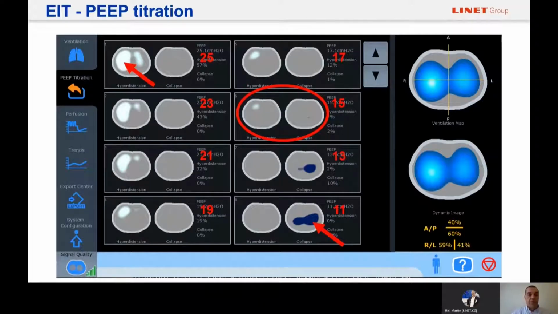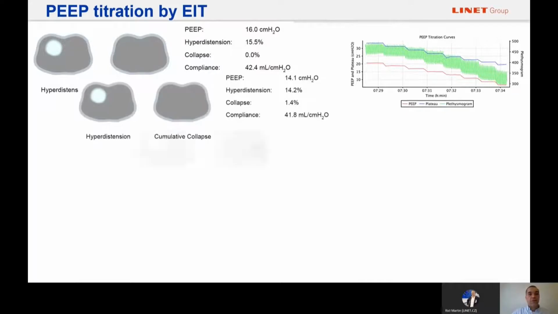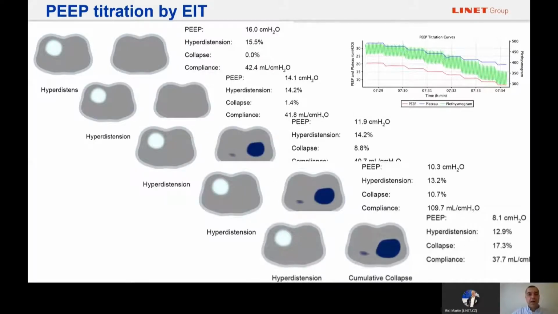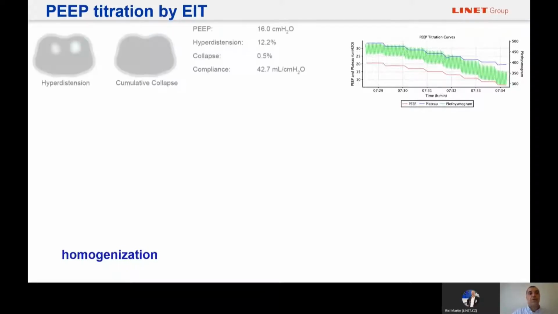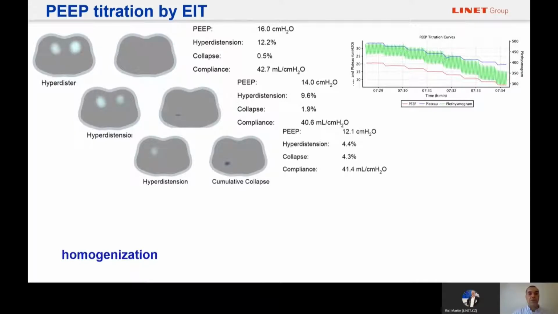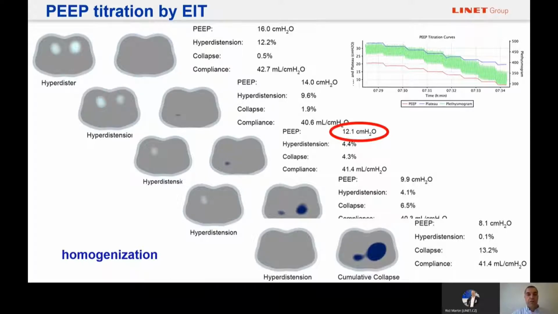So we can see overdistension and collapse of our patient. This is PEEP titration of our patient. Step by step we reduce the PEEP, and you can see the asymmetry of hyperdistension and collapse. On the right side hyperdistension, on the left side collapse. Optimal PEEP is somewhere between, at a level of 12. And again, in the next PEEP titration, you can see more homogenization of lung tissue. There is no huge collapse, there is no huge overdistension, and again we can decide the optimal PEEP as 12.